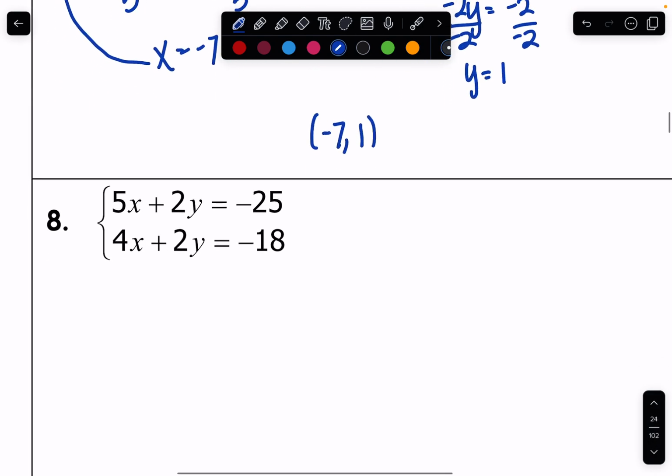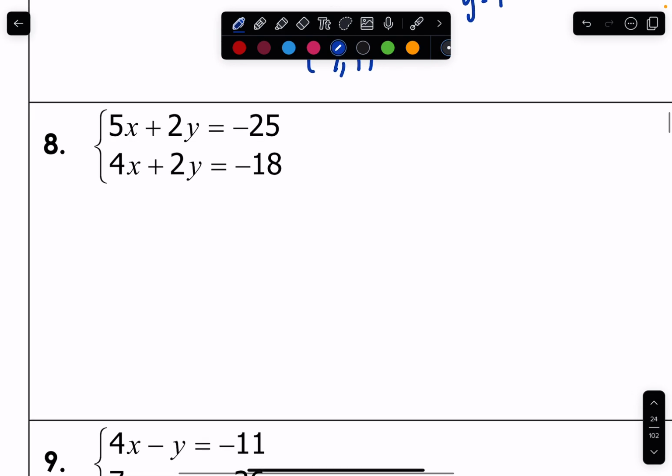All right, let's look at number 8. Hopefully you're seeing what variable we should cancel. Hopefully you already have that in your mind. Hopefully you were thinking of the y's. Both of them have a +2. So I know if I subtract down, I will get 2 minus 2, and those y's will cancel out.